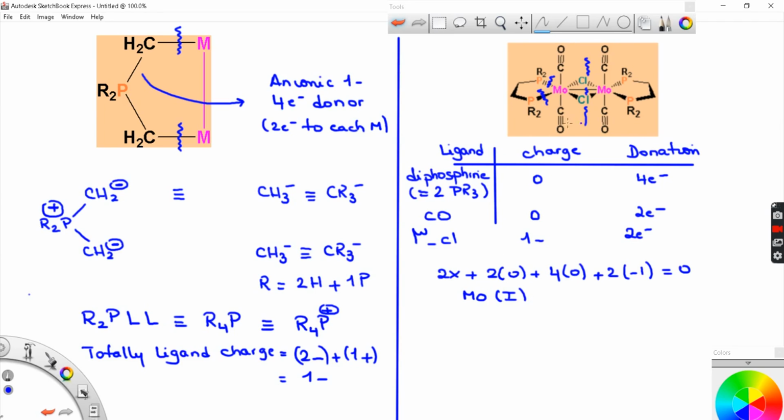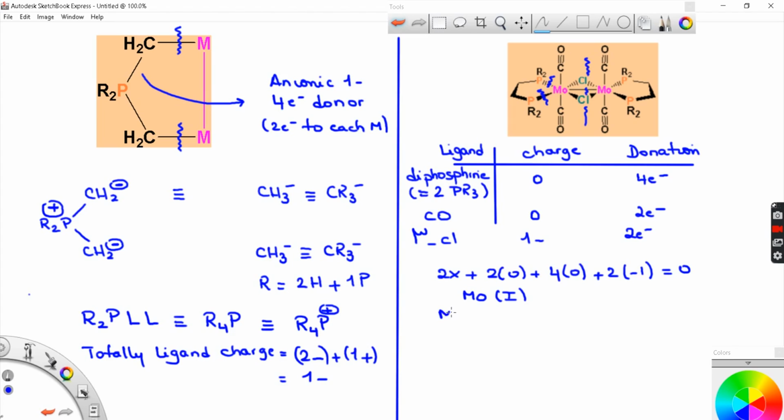We can work on the 2 metal center, or we can work on 1 metal center. If you work on 1 metal center, the charge of this Cl is minus half, because the charge is distributed on 2 Mo. So if you work on 1 metal center, you have to count the charge of Cl minus half and the charge of the second Cl minus half. So totally, the charge of the 2 bridging to 1 Mo is 1 minus. But it's better to work on the total complex on the 2 metal center.